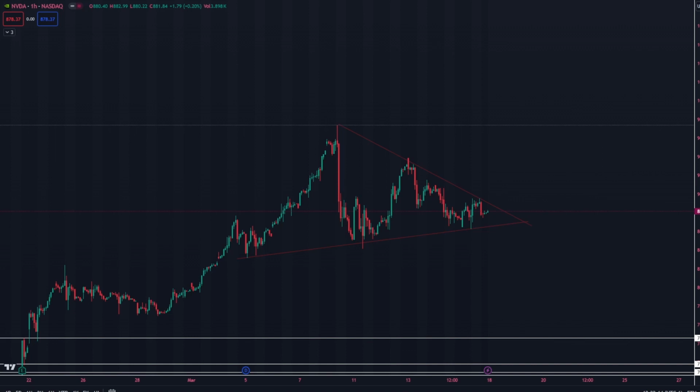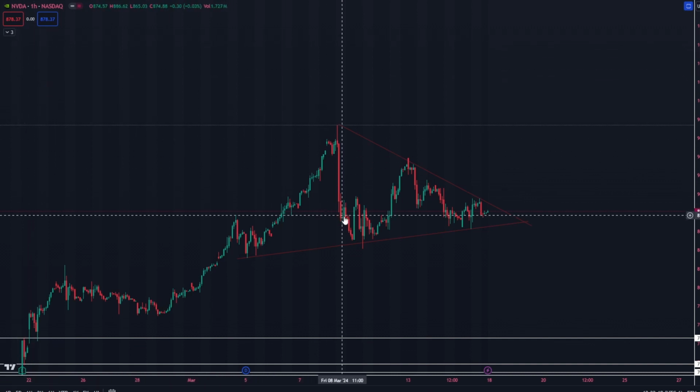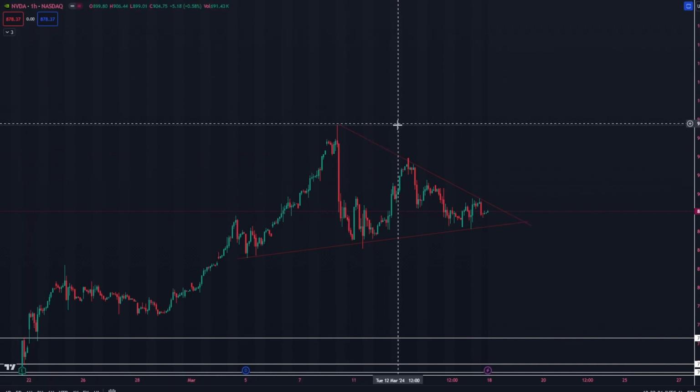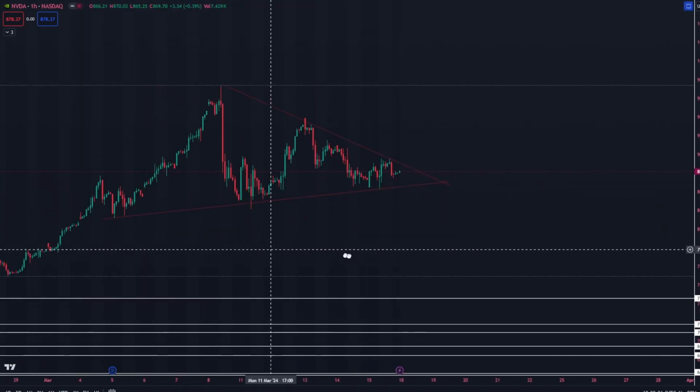So right now, obviously, we're looking at Nvidia. We're looking at Nvidia 878. Honestly, I did not think that we would even see this $1,000 mark, but we ended up seeing it, and we saw it pretty quick from October 2022's lows. So right now, we're in a pretty tight flag, right?